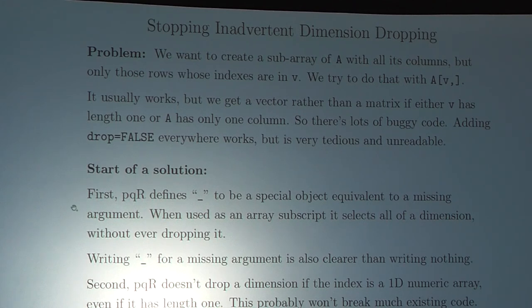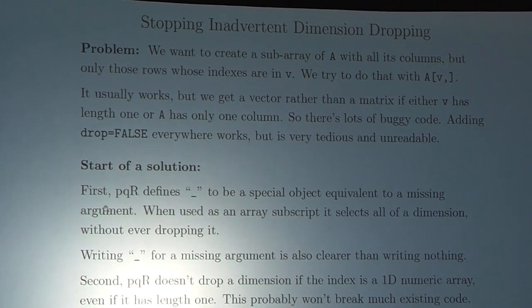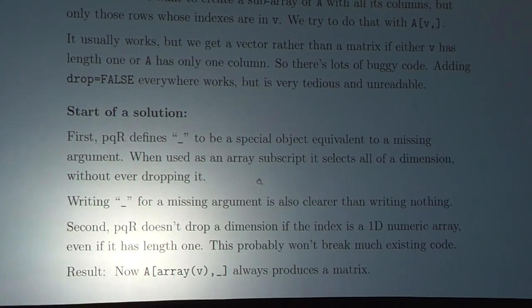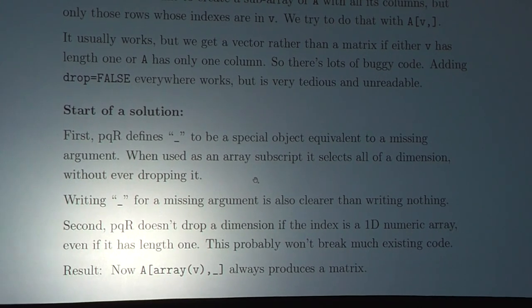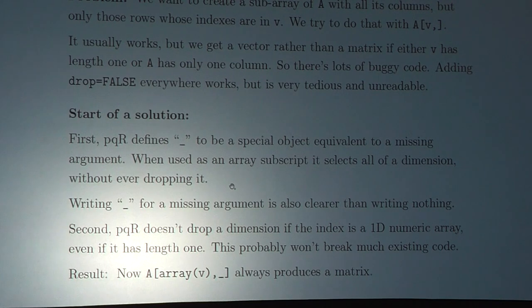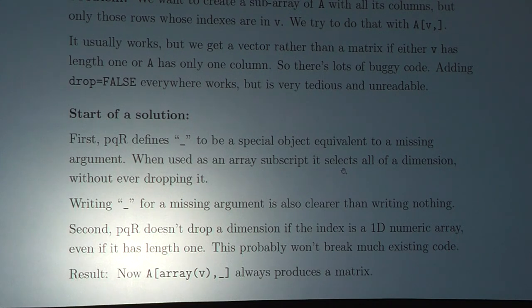So the start of a solution here is, first of all, pqR defines underscore to be a special object that is equivalent to a missing argument. Underscore is not a legal identifier at the moment, so giving it a meaning doesn't break anything. It's generally equivalent to a missing argument, but furthermore, when used as an array subscript, it selects all of that dimension without ever dropping it, even if that dimension happens to have length 1.